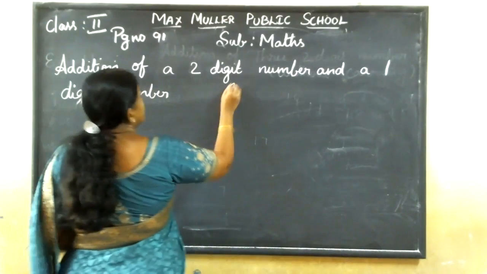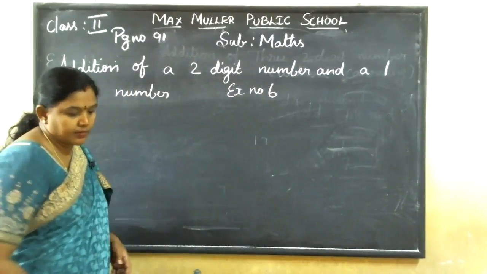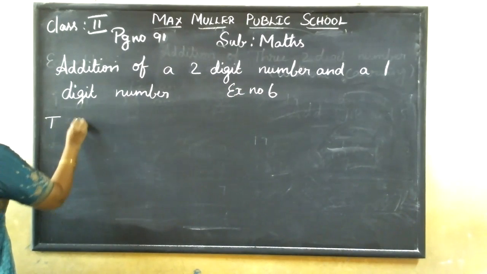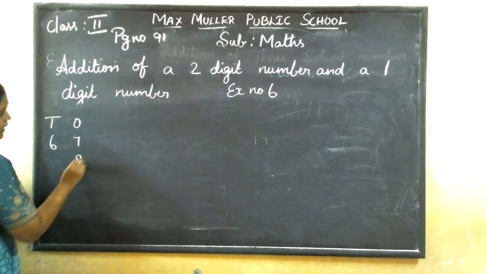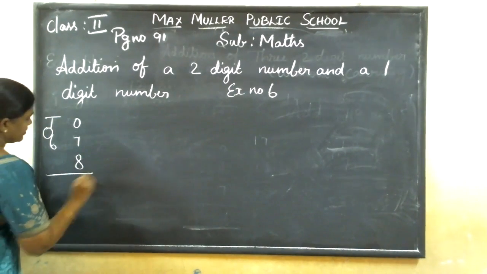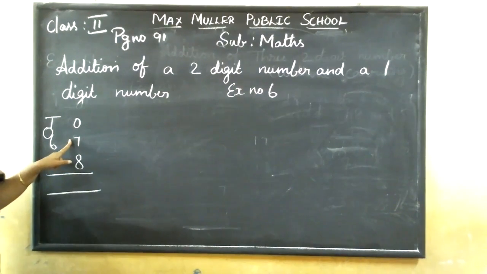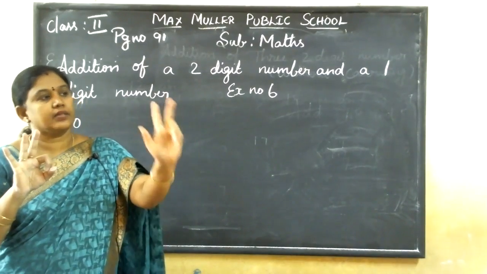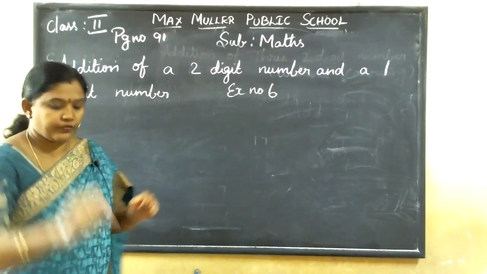Exercise number 6. Add the following. Tens, ones. 67 plus 8. See the number in the ones column. 7 in the mind, 8 on the fingers. After 7: 8, 9, 10, 11, 12, 13, 14, 15.